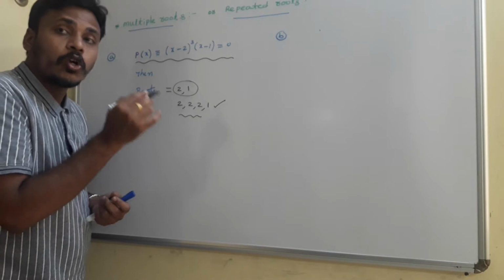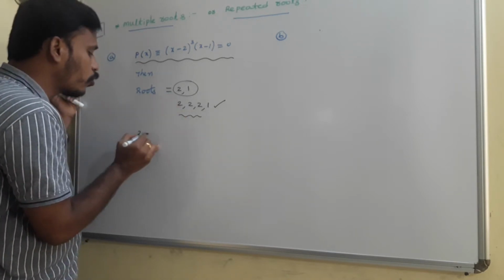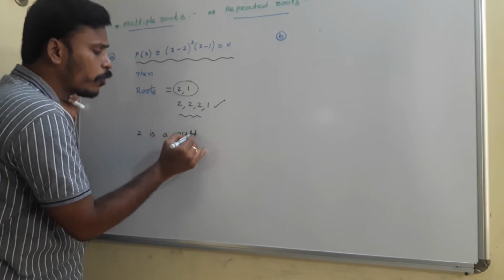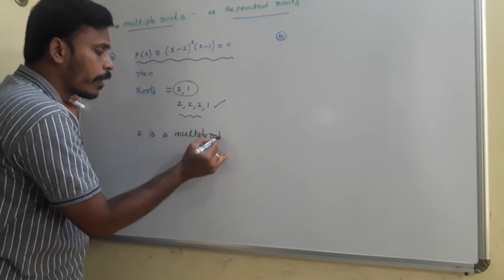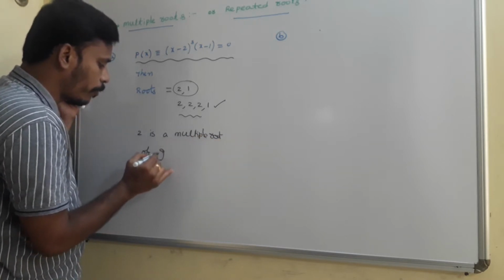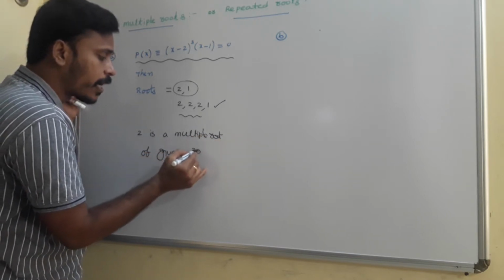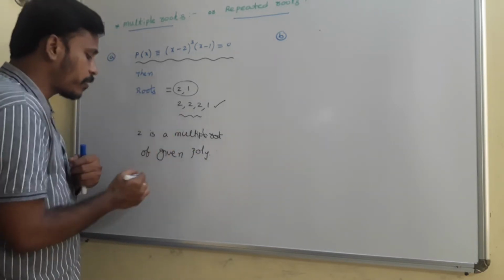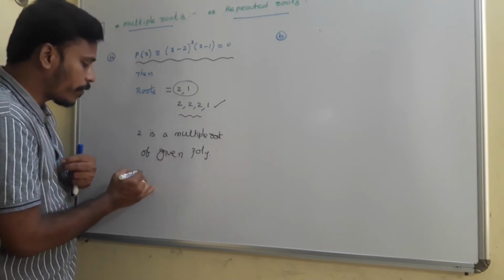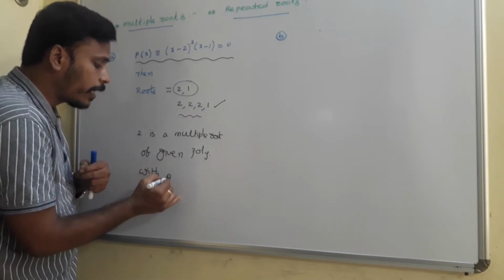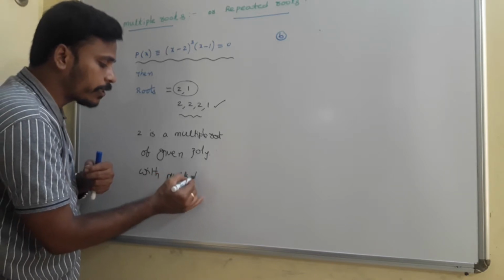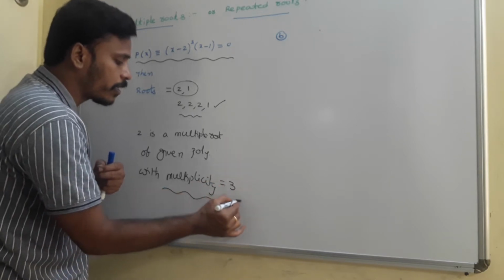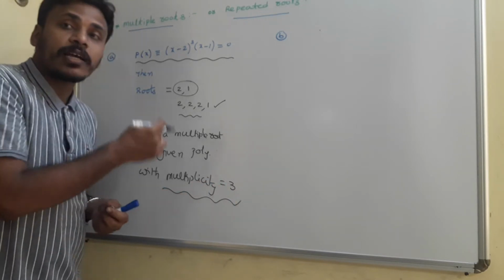So we say that 2 is a multiple root. Here 2 is repeating 3 times, so 2 is a multiple root of the given polynomial. And how many times is it occurring? This multiple root of the given polynomial is occurring 3 times. So 2 is a multiple root of the given polynomial with the multiplicity, we call it multiplicity. Multiplicity is the number of times the root occurs, here multiplicity 3, because 2 is occurring 3 times.